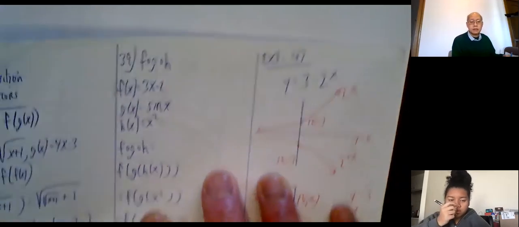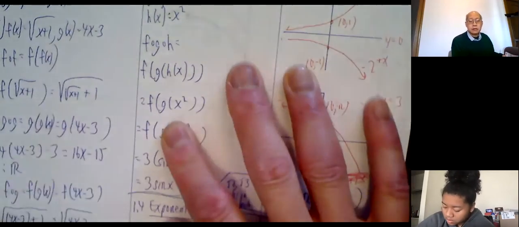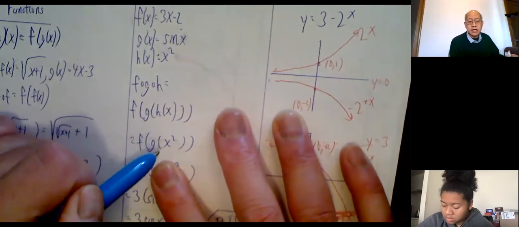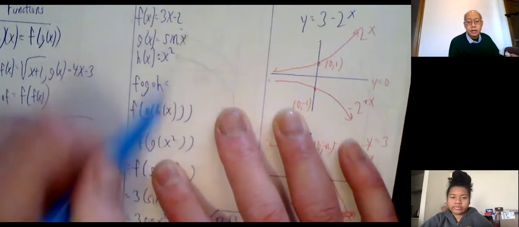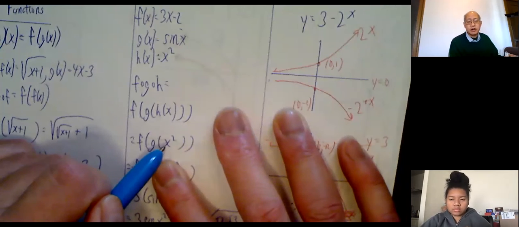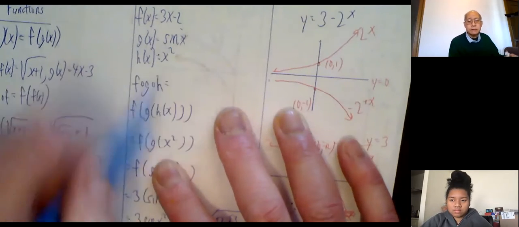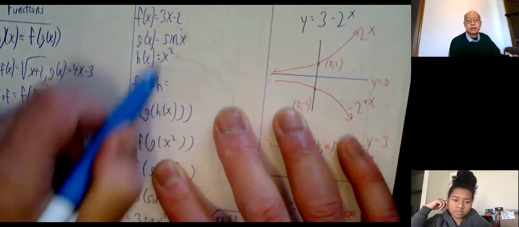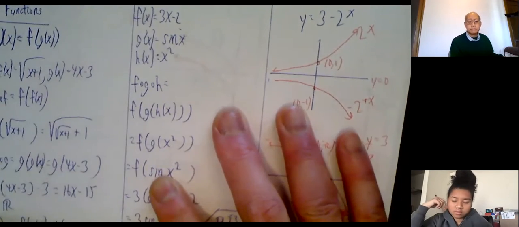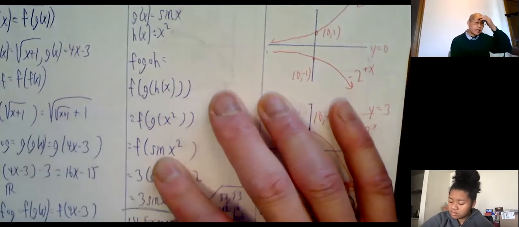Sine x? Okay. So suppose it said g of pi. I put a pi right there. Suppose it says g of pi over 6. I put pi over 6 right here. So what do you think g of x squared is? Sine of x squared. And leave it like that.